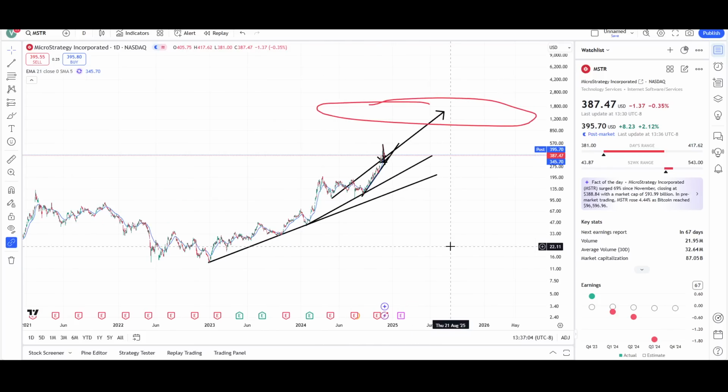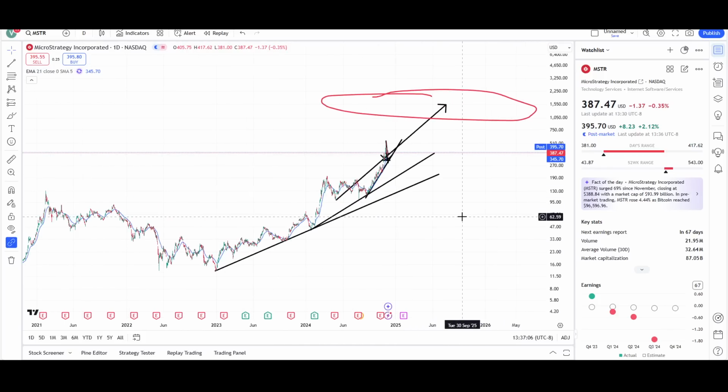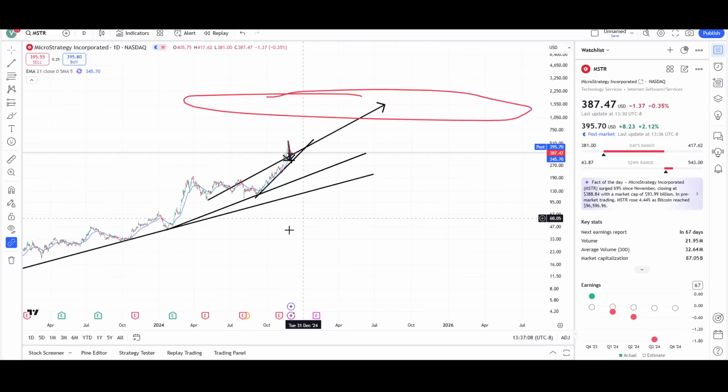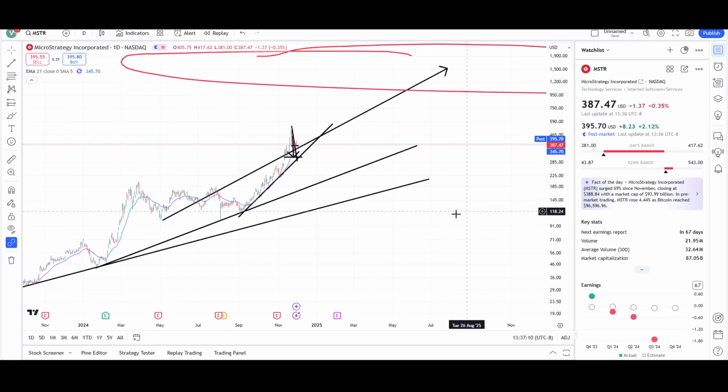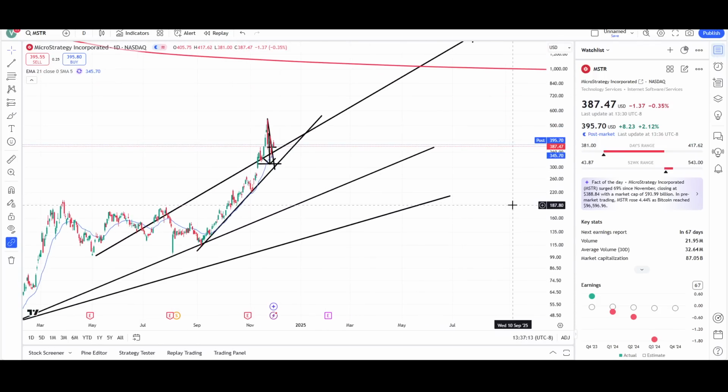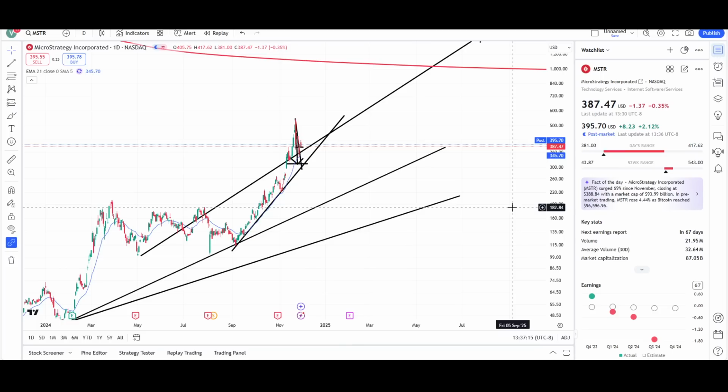So again, that's how I'm looking at MicroStrategy. I'm very bullish on Bitcoin. So again, as long as MicroStrategy doesn't do anything crazy, and we don't see anything like a 2% outcome occur, like I said, like a hack or something, then I'm pretty sure this will continue trading up higher. So this is a good price level.